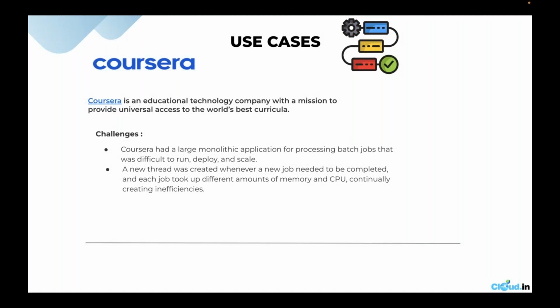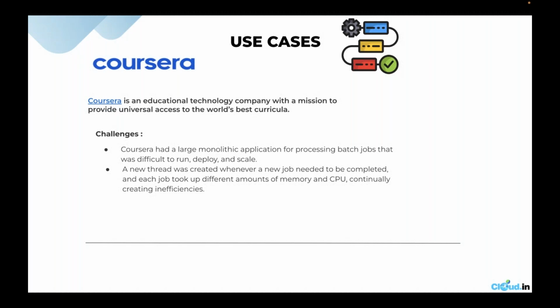The infrastructure engineering team attempted to move to a microservice architecture using Docker containers, but they ran into problems as they tried to use Apache Mesos to manage the cluster and containers. So Coursera didn't have the expertise or time required to manage a Mesos cluster or all of these issues that they were facing. So they came to AWS.